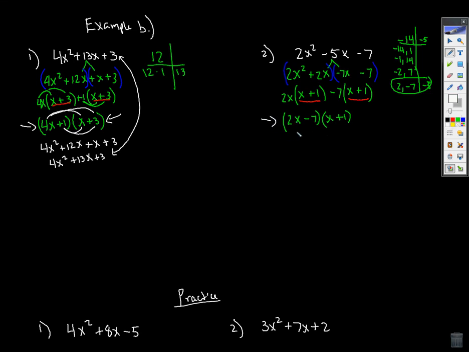2x times x gives me 2x squared, and 2x times 1 gets me 2x. Negative 7 times x gives me negative 7x, and negative 7 times 1 gives me negative 7. Combine like terms: 2x squared minus 5x minus 7. Awesome. So this was, in fact, my factored form.